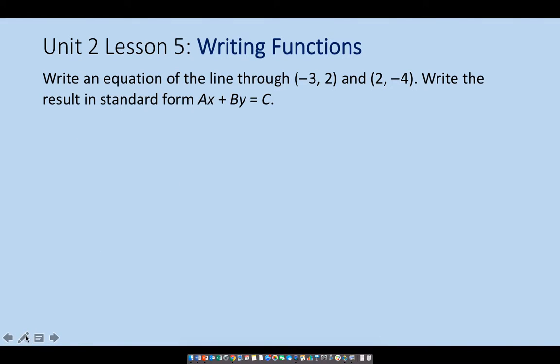All right, moving on. Getting gradually more complex. It says write an equation of the line that goes through these 2 points, and then write the result in standard form. If I have 2 points, the only way I can really find anything is by using the slope formula. So remember the slope formula: (y2 - y1) over (x2 - x1). So subtract the y's. I'm going to go -4 minus 2.